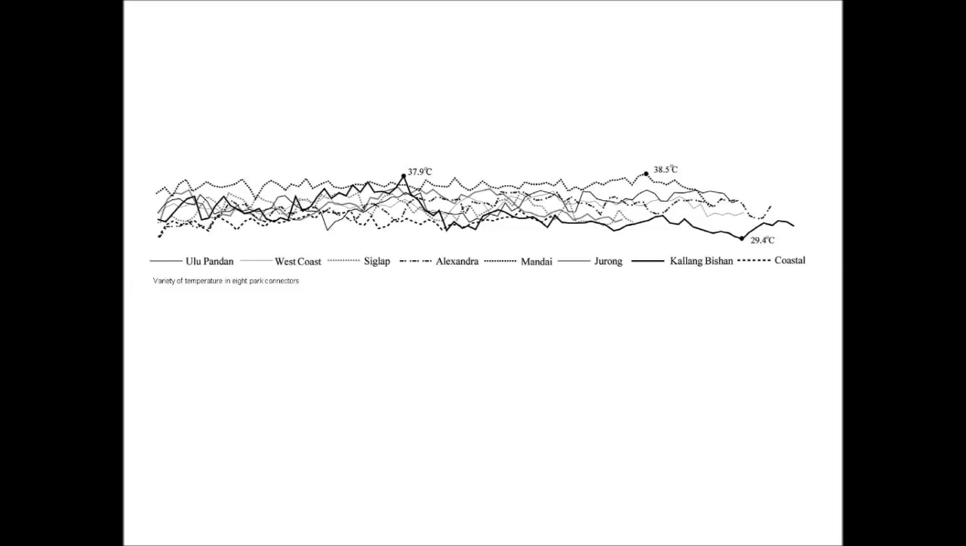The main factor which caused the 6 degree temperature difference between the Coastal Park Connector and the Mandai Park Connector comes from its location. The Coastal Park Connector, located along the east coast area, is cooler due to its wide open space by the seaside, whereas the Mandai Park Connector is located in the northern inland along a heavy traffic 6-lane road.